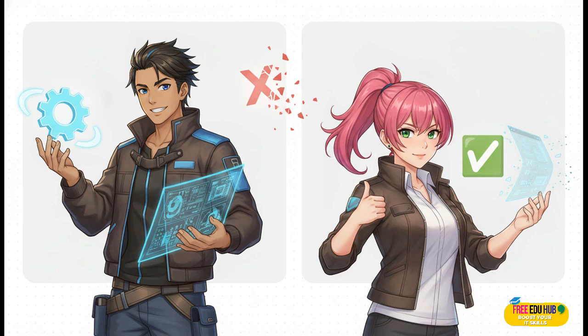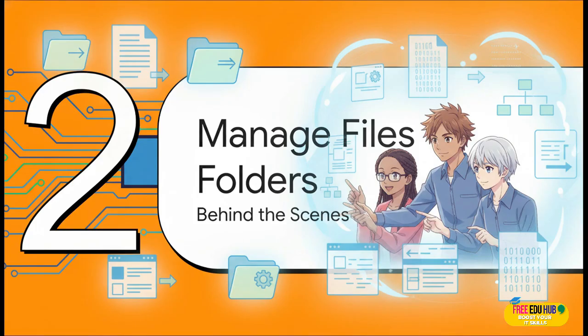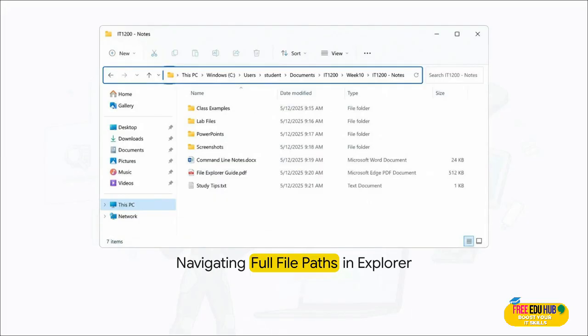Moving right along to Section 2, Managing Files and Folders. We're heading behind the scenes now to the absolute bread and butter of any help desk technician's daily workflow. Navigating File Explorer is just an essential skill. Up at the top, the address bar gives you the full file path. It tells you the exact location of a file, starting with the drive letter, like C for your main internal drive, followed by the folder structure, and ending with the actual file name.